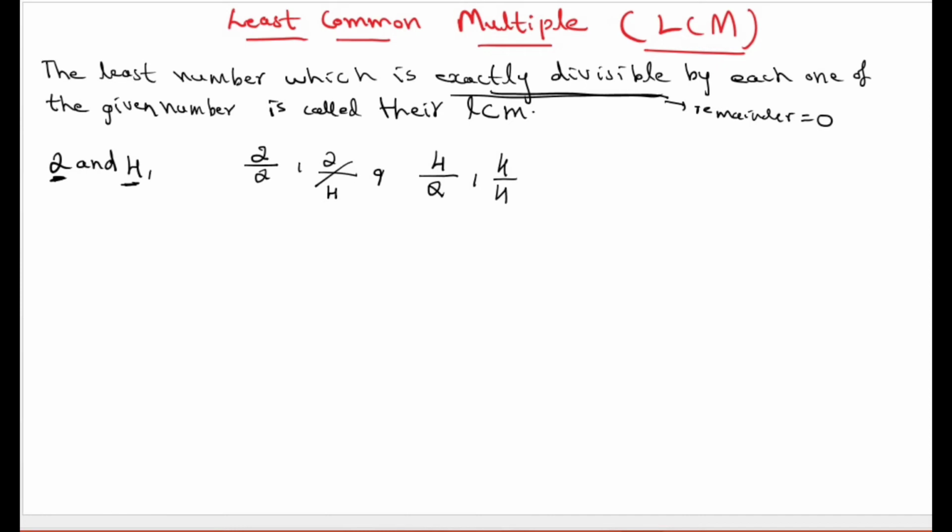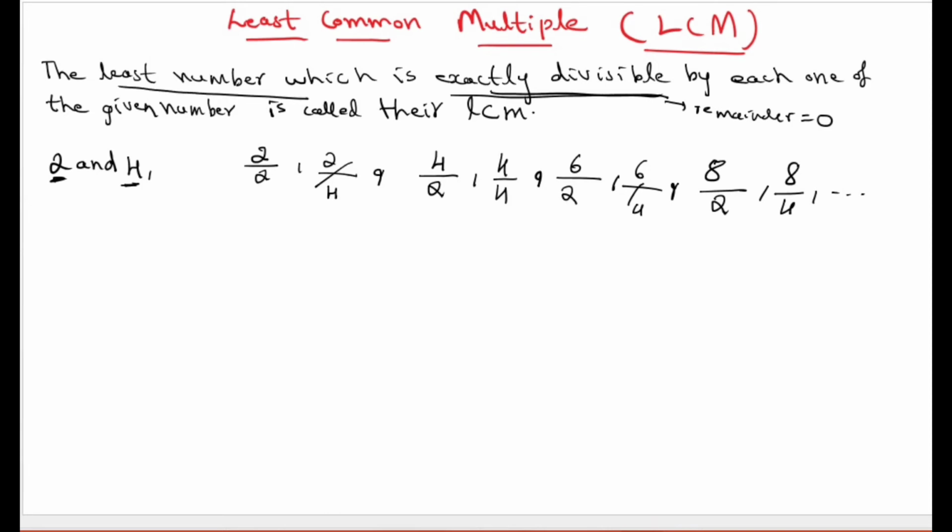Then if you take 5, it is not possible. If you take 6, 6 is divisible by 2, but 6 is not divisible by 4. Next 7 is not possible, then take 8. 8 is divisible by 2 as well as 8 is divisible by 4. So many numbers are there. But the definition says you need to select the least number which is divisible by both 2 and 4.